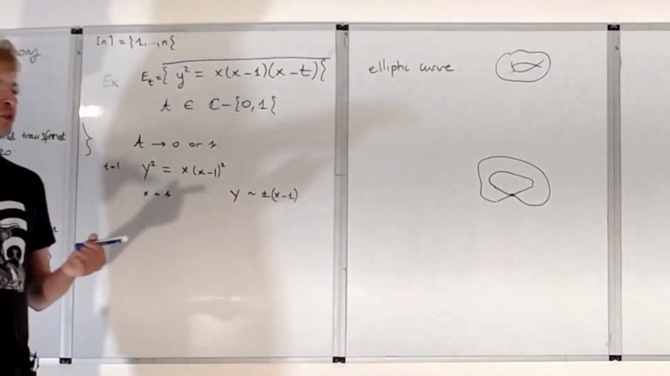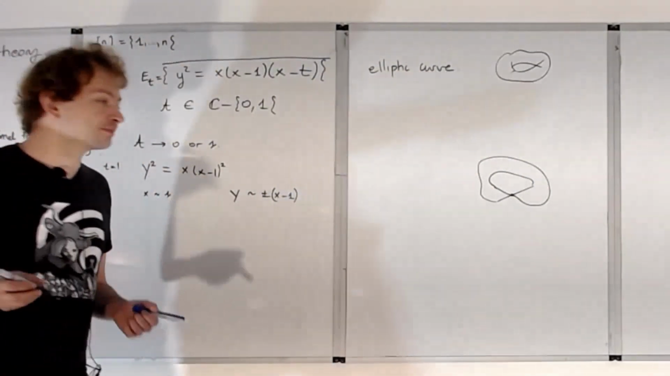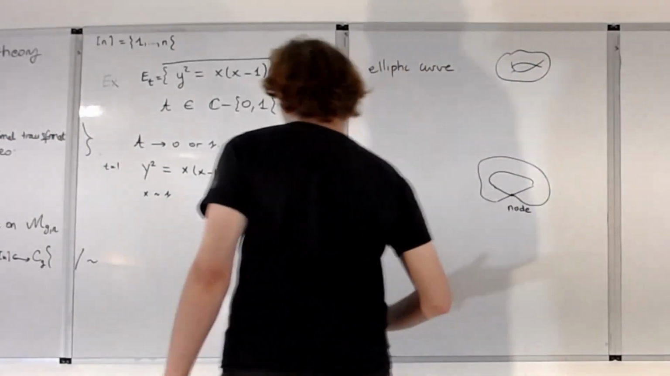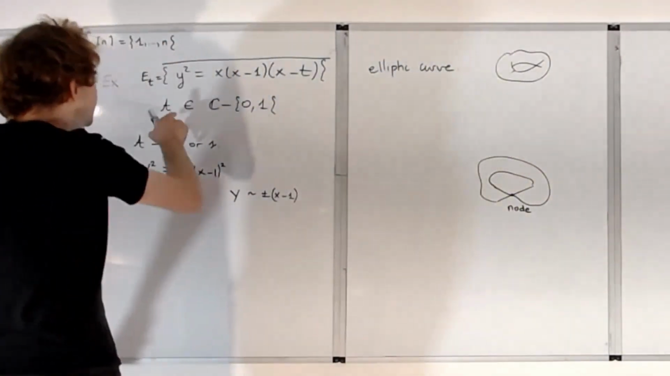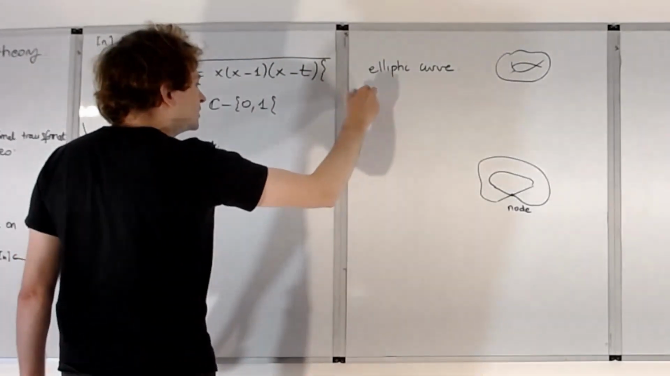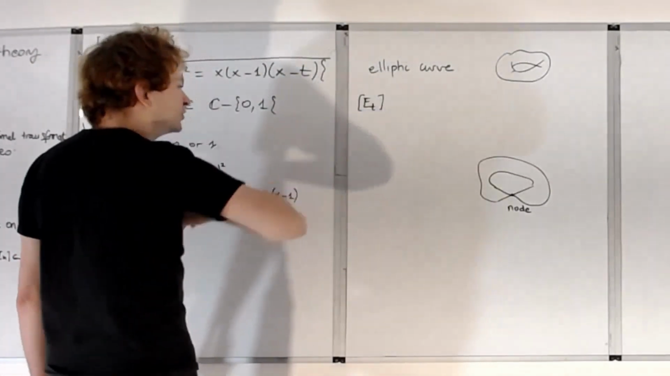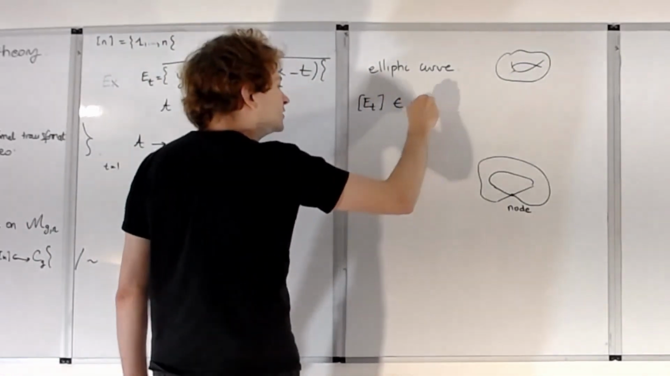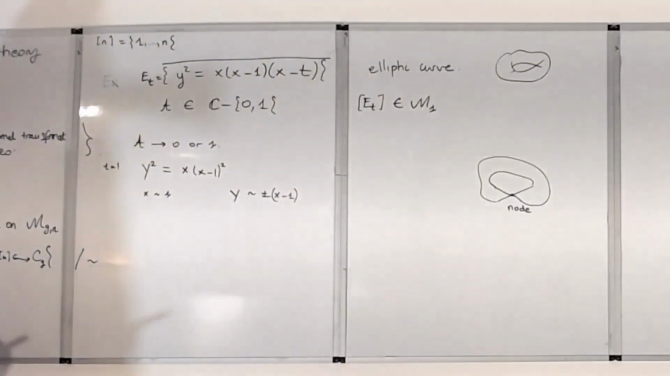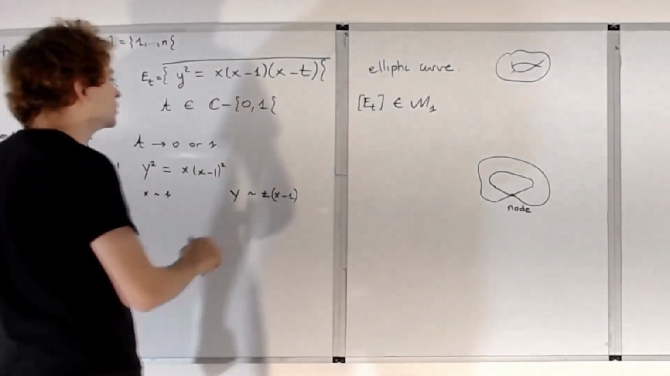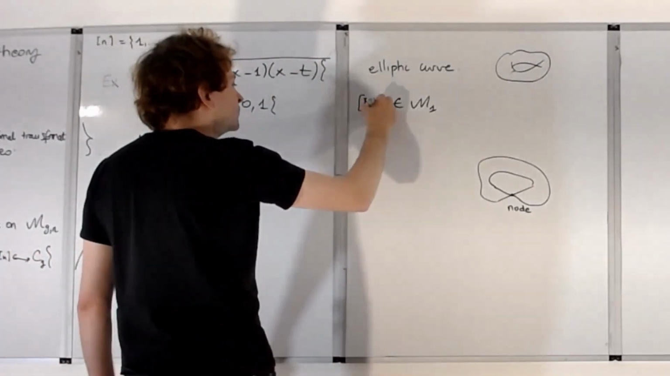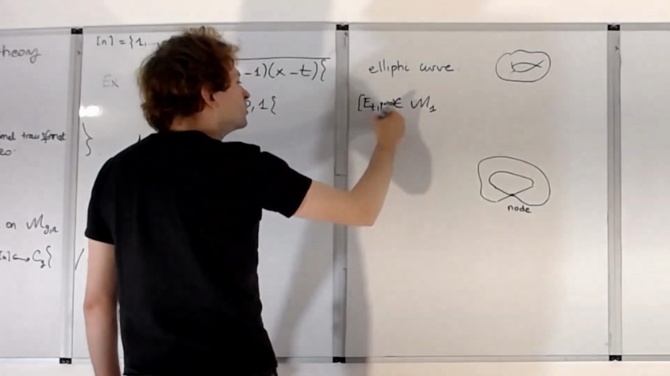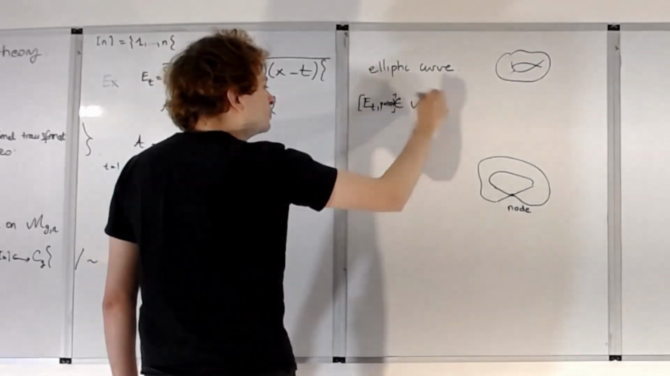So it's not anymore a torus, it's a pinched torus. And so that E_t, if I look at the isomorphism class of this, it is a point in, so it's a curve of genus 1. And I'm going to equip it with the point P of coordinate (0, 0). And so that's a point in M_{1,1}.